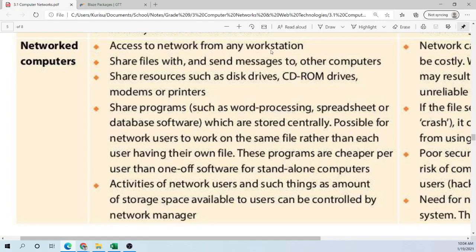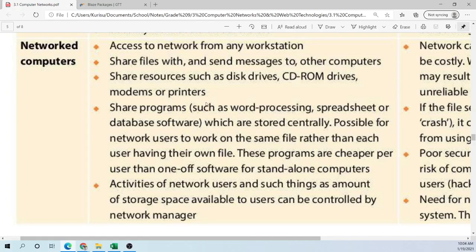So, first advantage, access to network from any workstation. If you're a part of an organization, all of those computers, the devices will be a part of the network. So it doesn't matter what computer you go to, it will be a part of the network and you will be able to access the network. So you will be able to access any resource that is on the network. So that's the first advantage.